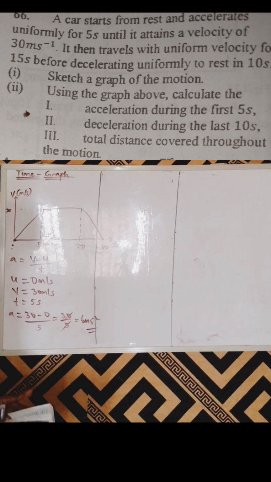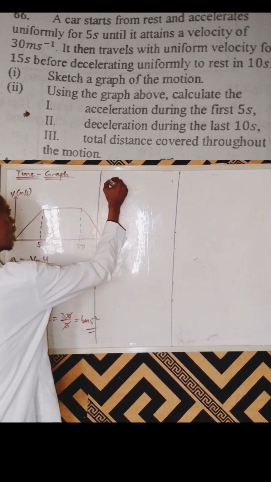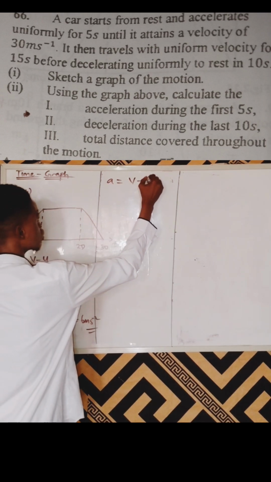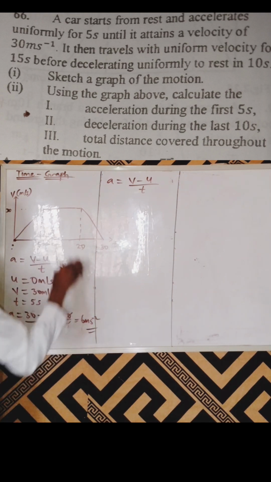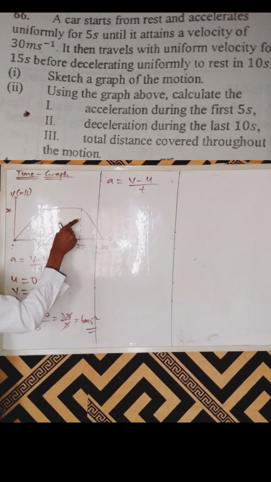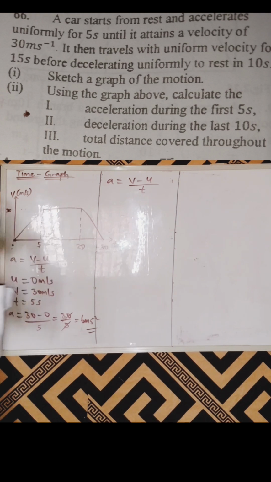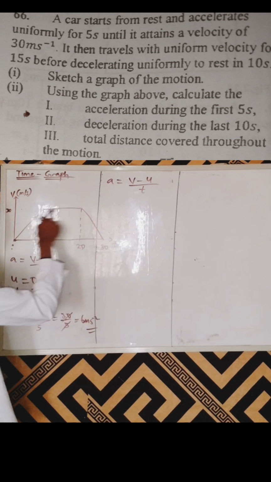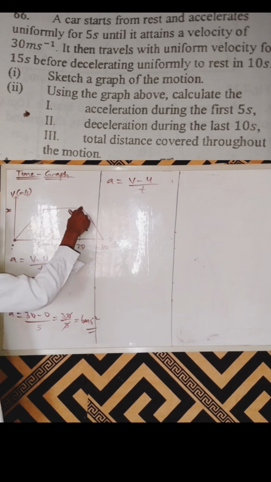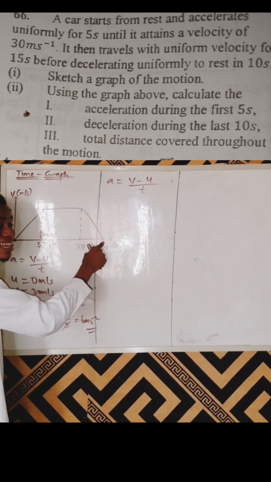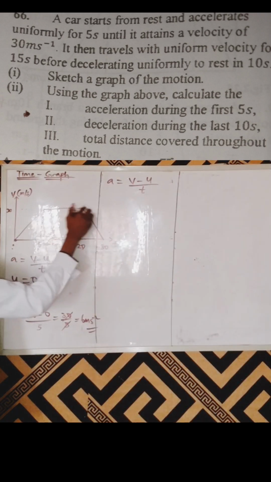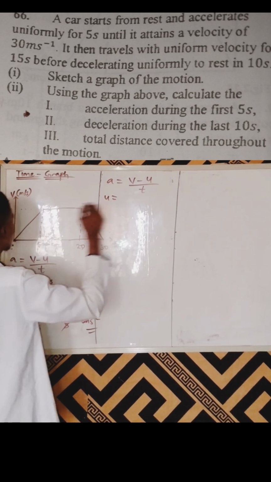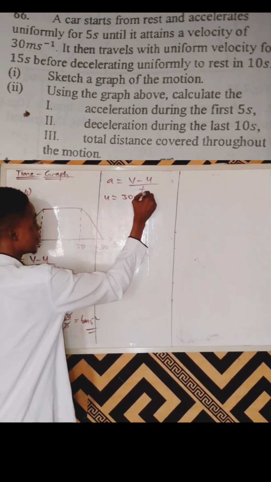So they ask to calculate the deceleration during the last 10 seconds. If you can remember, acceleration and deceleration use the same formula. So a is equal to v minus u over t. Pay attention. In this case, the velocity was at 30, then it comes to rest. It decelerates to rest, that means it came to 0. So initially it was at 30. So u is now going to be equal to 30 meter per second.